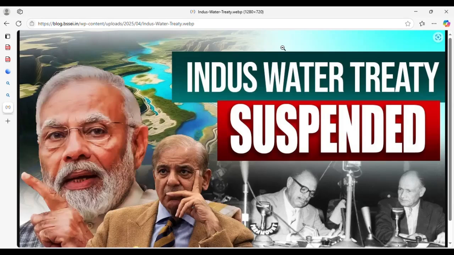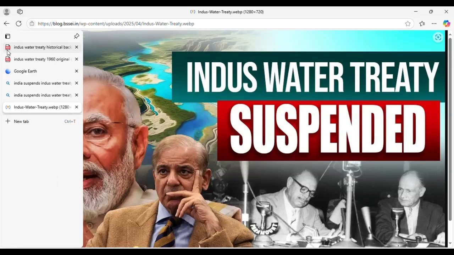Then we come to the historical background of this treaty. Then we will learn about the idea, which means where the idea for this treaty was taken from. Then we will be discussing the organizations which took the initiative to make this treaty, and at the end we will be discussing the effects, the pros and cons of this treaty. So we will start from the very first topic, which is the historical background of the treaty.